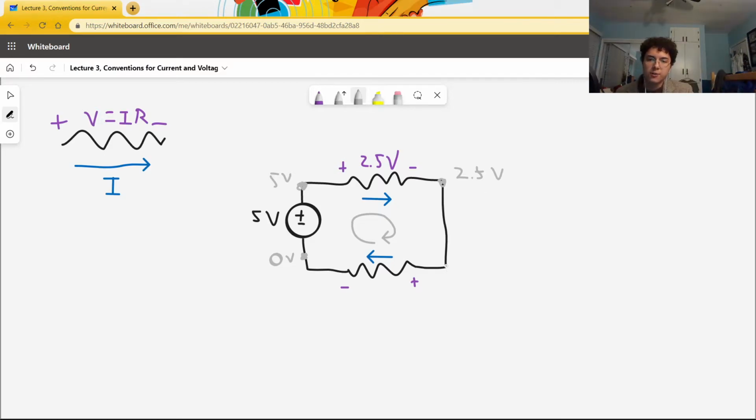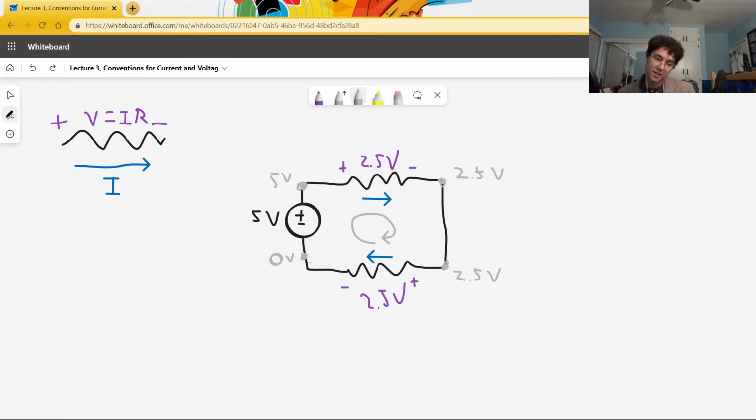Again, as we walk through the circuit, we're at 2.5 volts here because there's no voltage drop in a plain wire. We walk from a positive terminal down to a negative terminal, so we lose, let's say, 2.5 volts. So we go from 2.5 volts to 0 volts, which makes sense because we were at 0 volts right here, so we return to the 0 volts we started at.